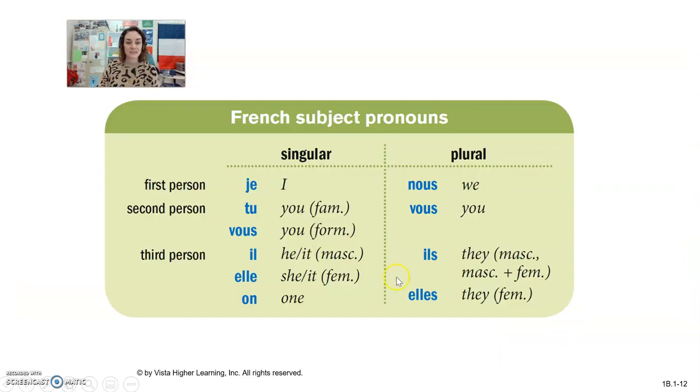So here they are one last time. Je, tu, il, elle, nous, vous is y'all, ils plural, elles plural.